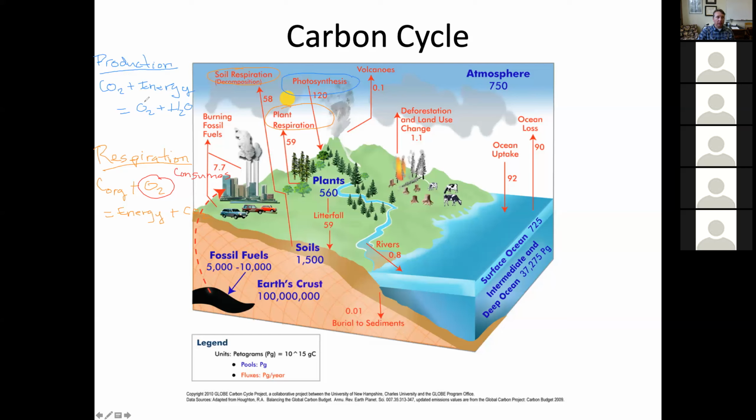Production, on the other hand, produces oxygen. So when we have photosynthesis, we can increase the oxygen in our system.